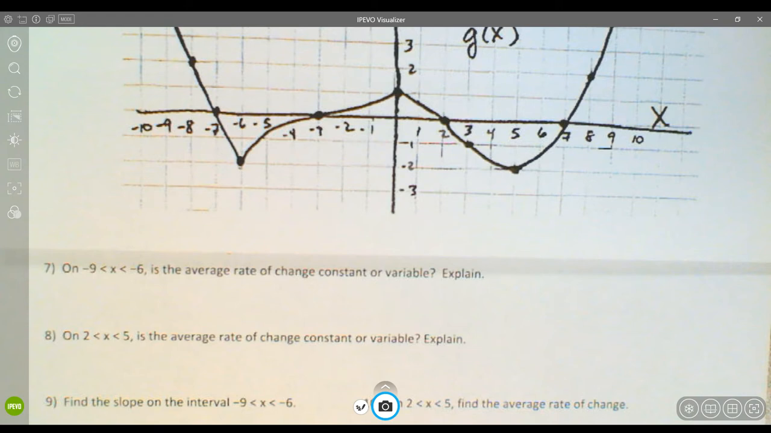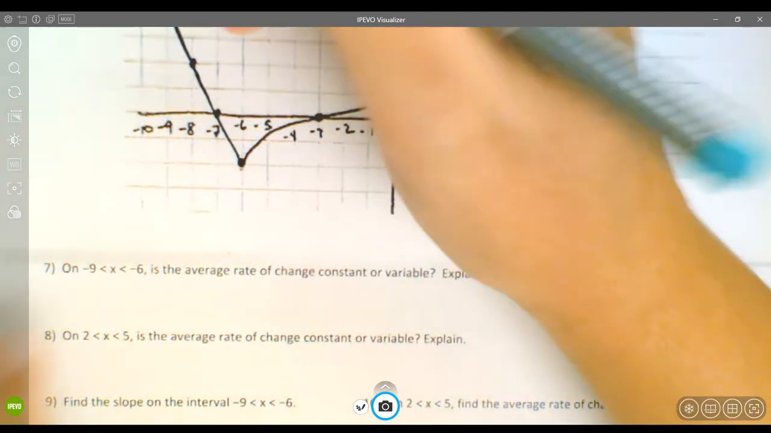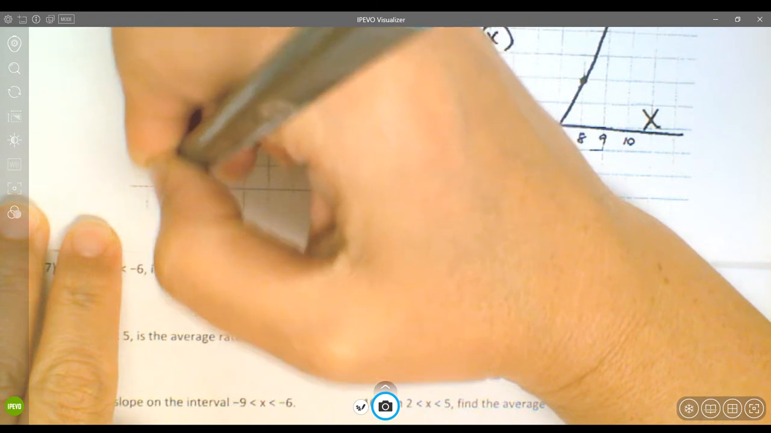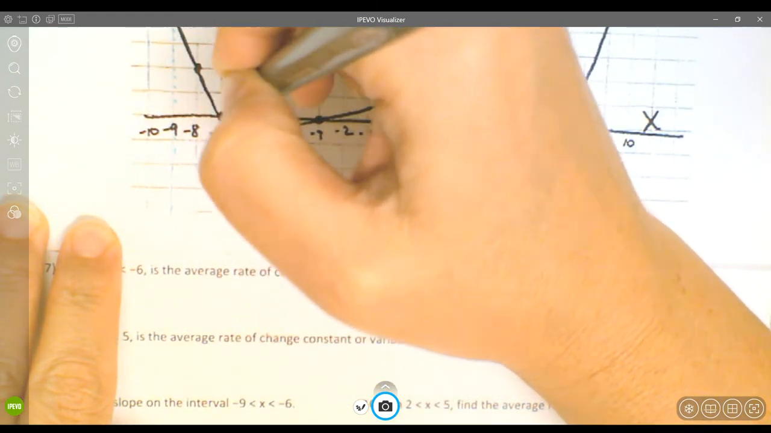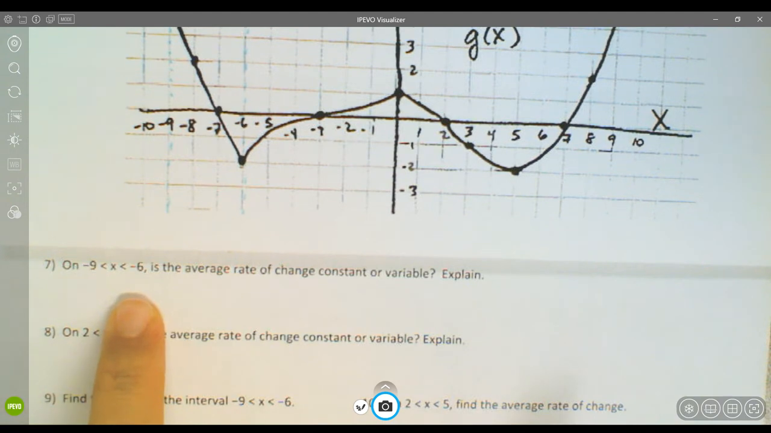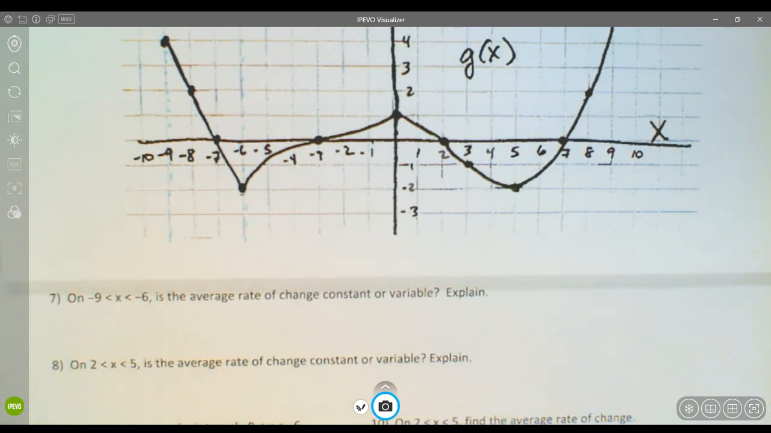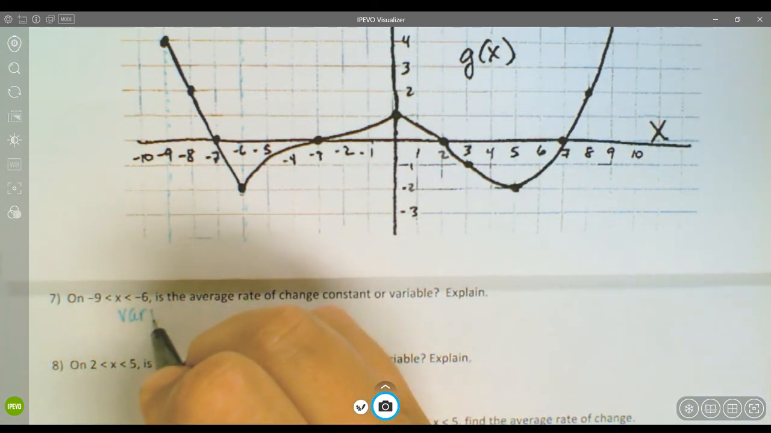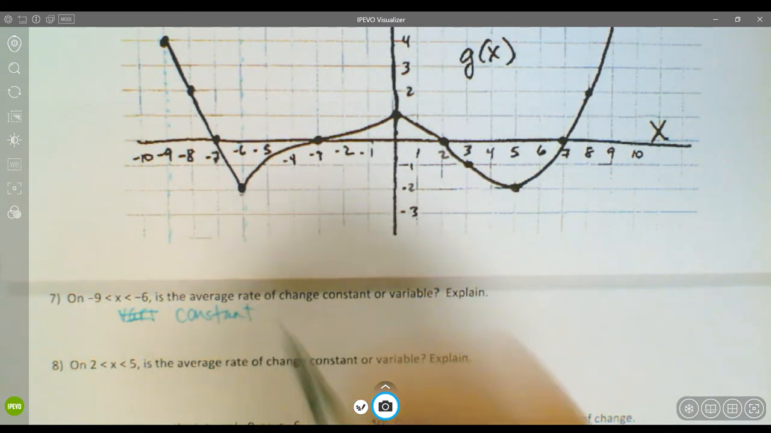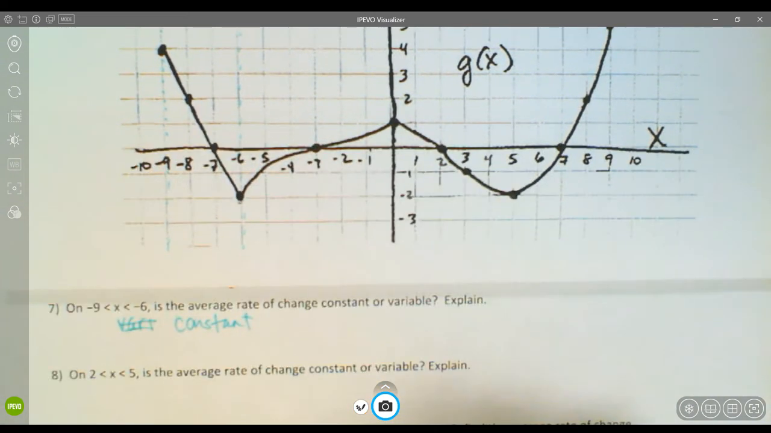On the interval -9 to -6, let me actually draw my little barrier lines here. So from x equals -9 to x equals -6, is the average rate of change constant or variable? Well, it's a straight line, so it's variable. Oh my goodness, no, it's constant. And it's not a straight line, it's a segment, but we actually need more than that.